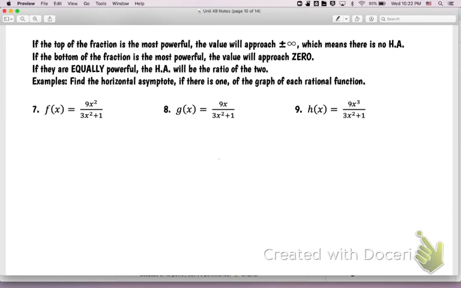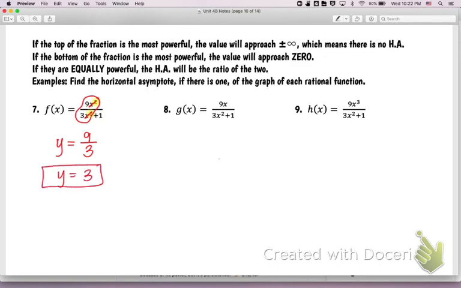So let's look at these examples. Number 7, I'm going to compare. This is an x squared. This is an x squared. We don't care about the rest of it. We're only looking at the leading term and the leading term. That +1 is not going to affect where the asymptote goes. It's just those first two terms. So when I look at that here, these are equal in power. So their powers cancel each other out. And so our horizontal asymptote is y equals 9/3, which is 3.